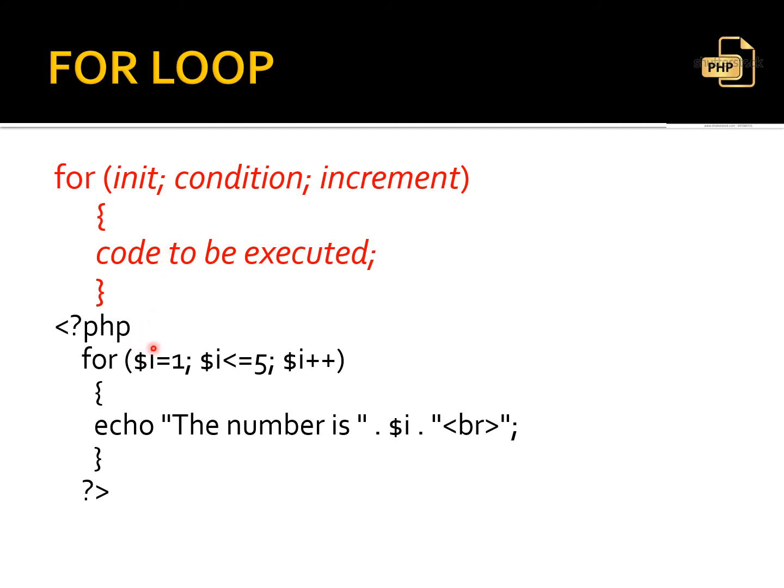Here we have an example: for $i equal to 1, $i less than or equal to 5, $i plus plus, echo the number is $i. That is, here also the values from 1 to 5 will be printed using the for loop.